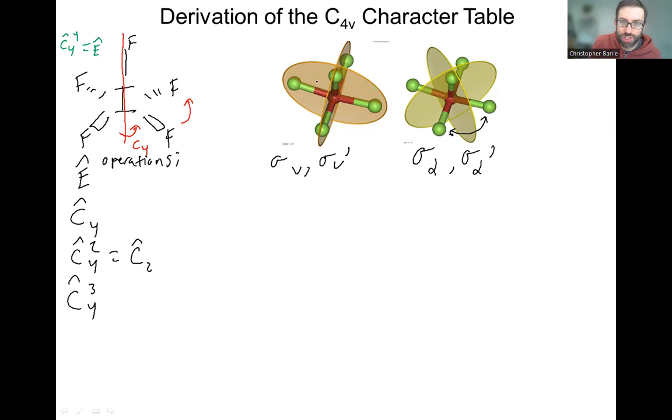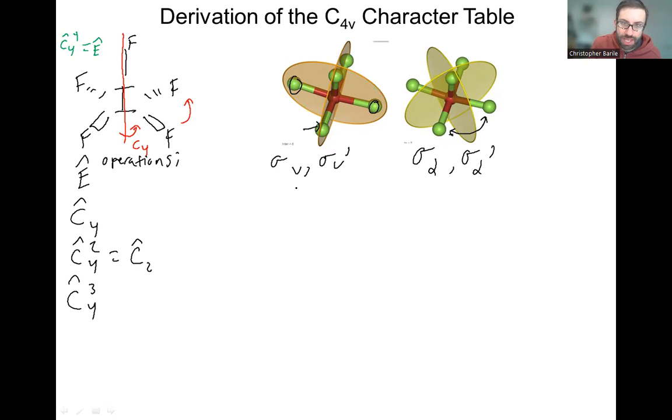These mirror planes are exchanging trans atoms. So with this mirror plane here, this atom and this atom are going to exchange. So we're exchanging trans atoms. They're very different, but both of these vertical mirror planes exchange trans atoms. Both of these mirror planes exchange cis atoms.